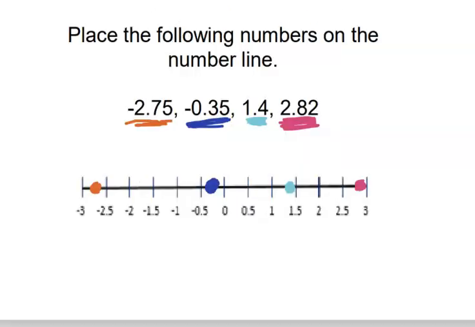Place the following numbers on the number line. So I have them color coded. You can kind of see right here. This is the orange one, this is the blue, this is the light blue, and this is the kind of reddish pink. So there's where you would plot it. The 2.75 would kind of be close to the 3, and there you go. So that's how you would plot each one of those decimal numbers.